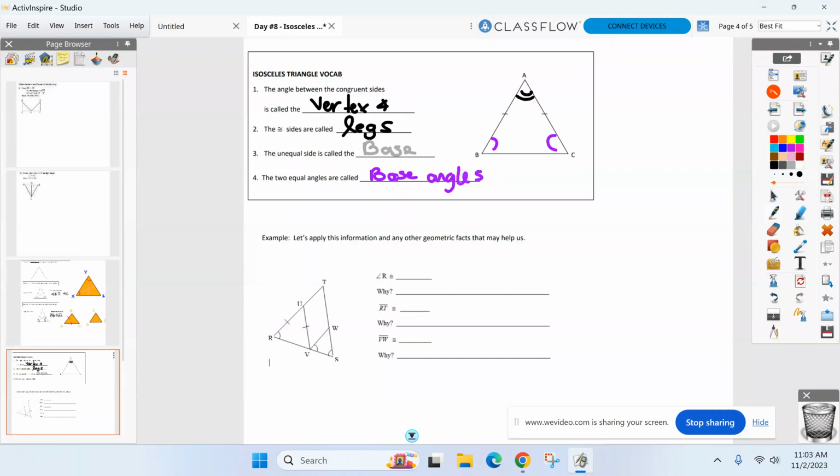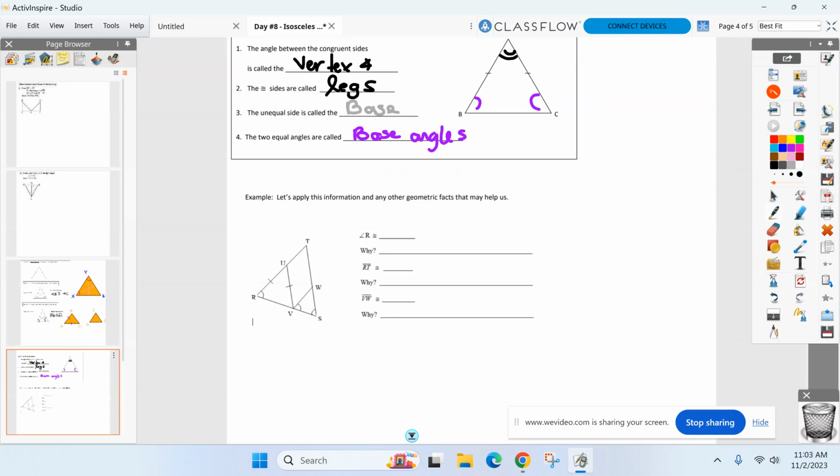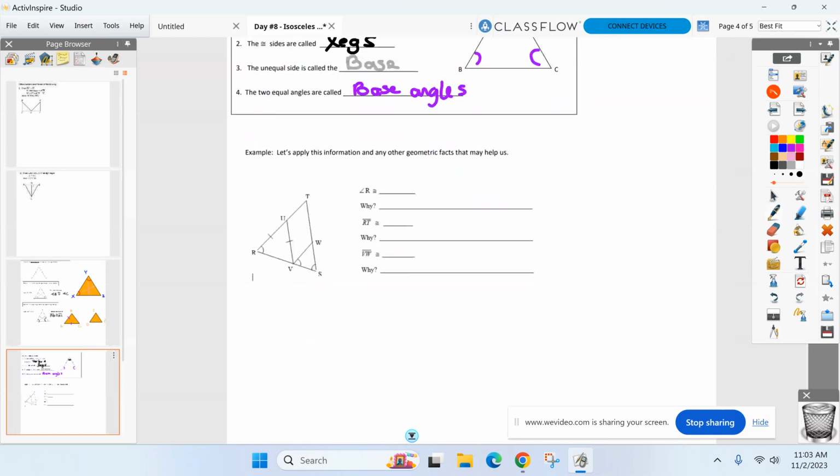So just some vocab so we can start talking to each other. All right, now let's start applying this. All right, there's my diagram. A lot of markings on there of arc marks and hash marks.